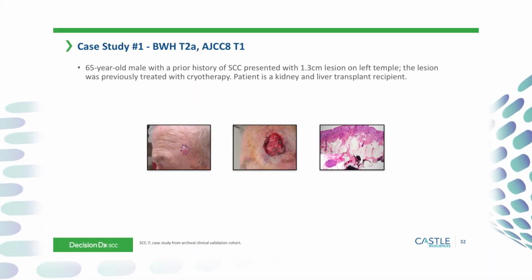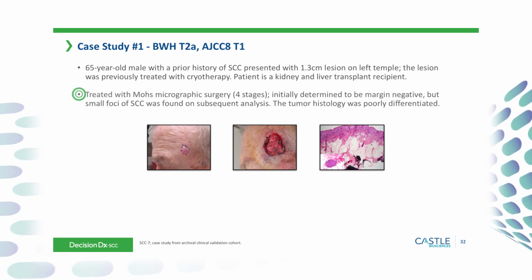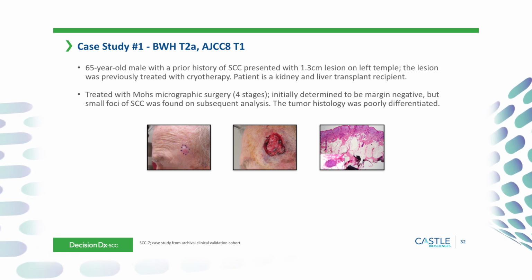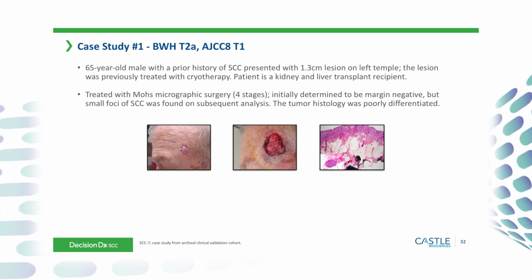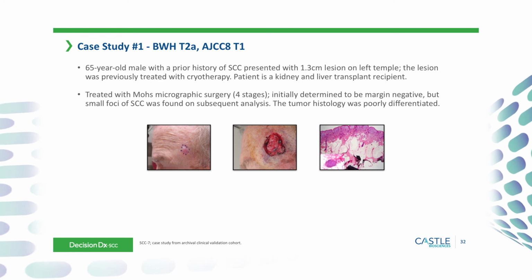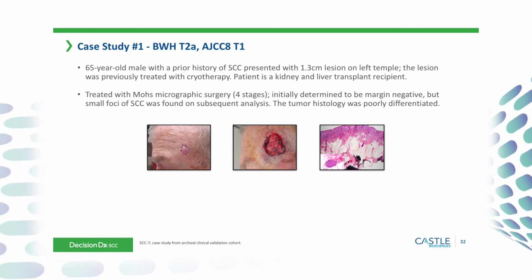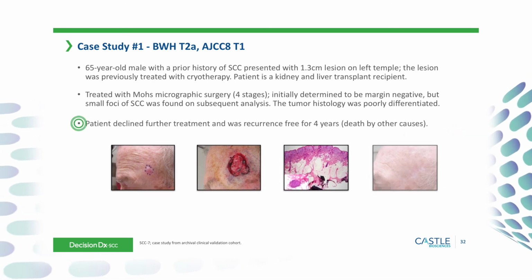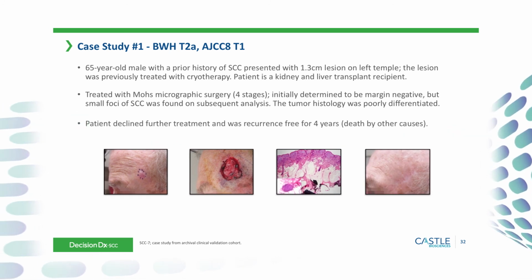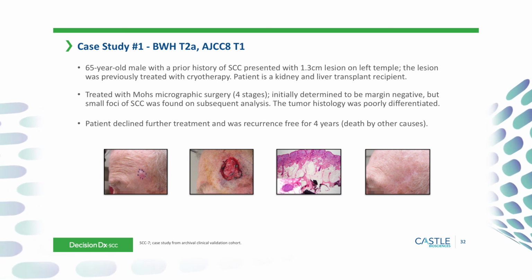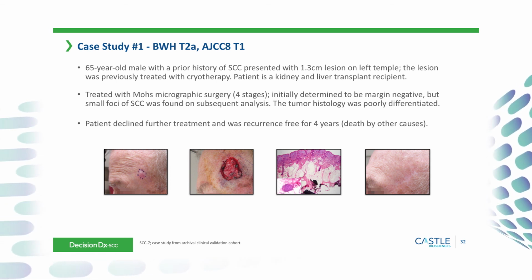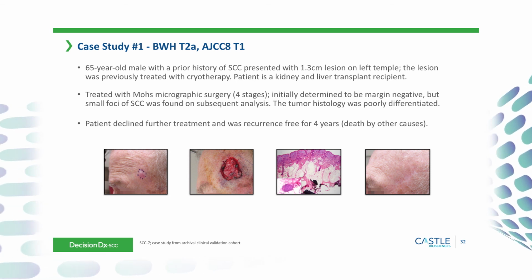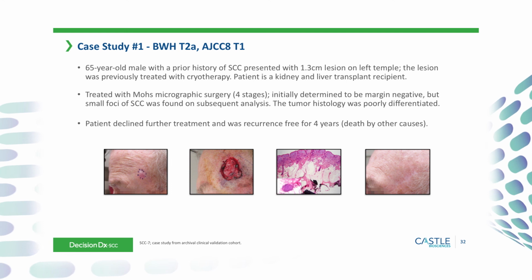So you see this is the first patient. He was treated with Mohs surgery, initially thought to have negative margins, but a small focus of squamous cell carcinoma was found on subsequent analysis. Again, poorly differentiated, we know that. He declined further treatment. Again, wasn't my patient, I don't have the details on that, but he declined further treatment. Ended up doing fine, recurrence-free for the remainder of his life. Unfortunately, died of other causes, but again, no evidence of cancer at the time of his death.